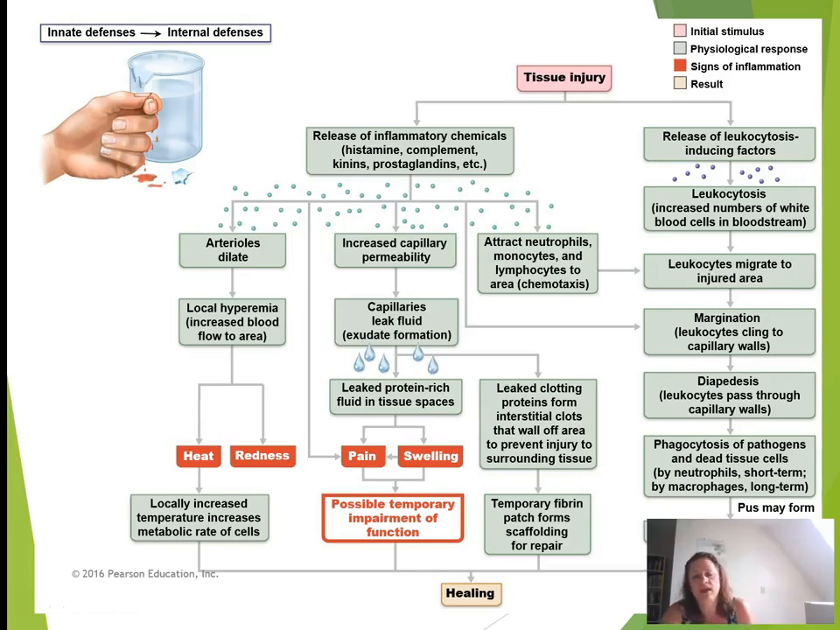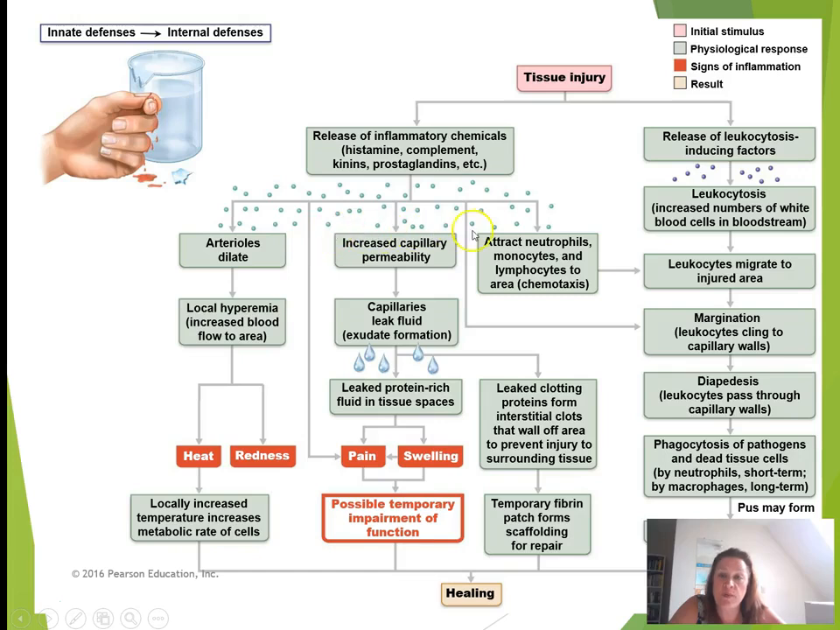Here we are at tissue injury, inflammation, etc. Inflammation is beneficial because it prevents the spread of damage, disposes of the debris and pathogens, alerts the adaptive immune system, and sets up for a repair. Now, we can see all of this stuff happening here. It results from the release of inflammatory chemicals. So you can see up here, this person cut themselves, and here we have histamine, complement, kinins, prostaglandins are all going to be inflammatory chemicals.